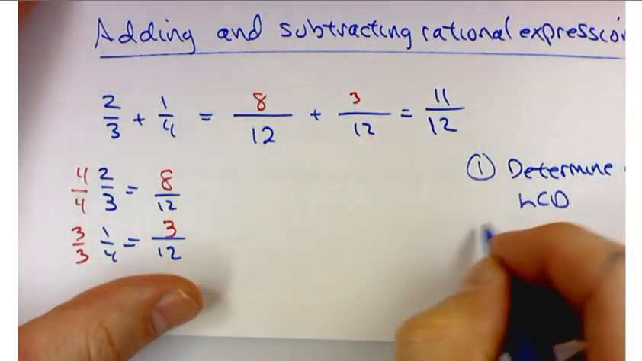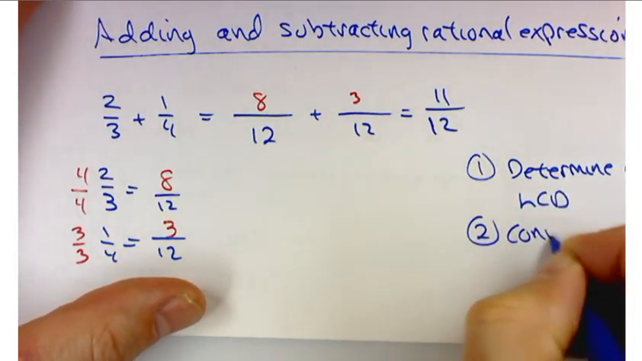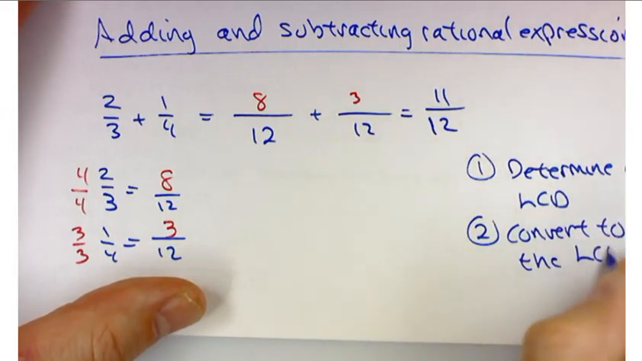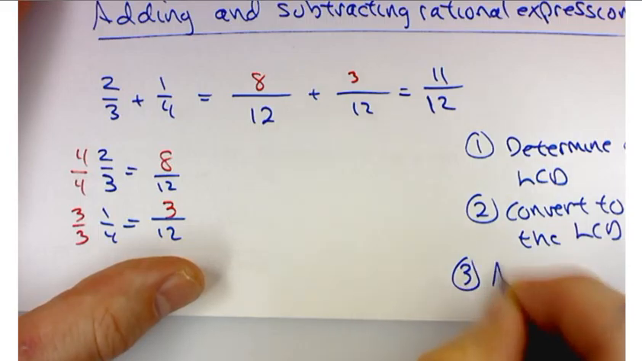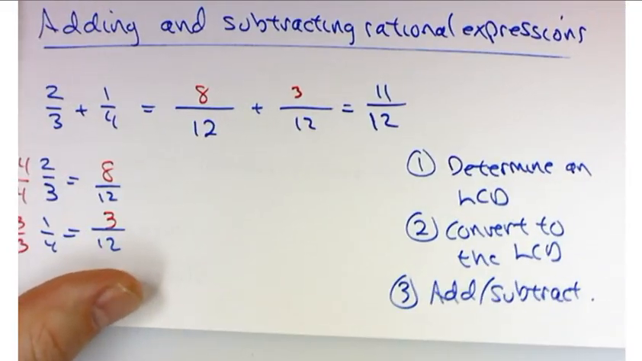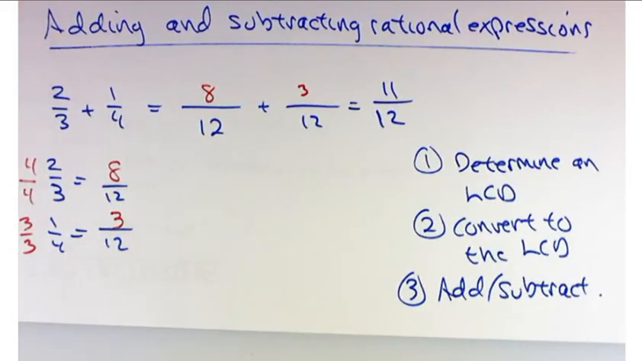So determine the LCD, convert to the LCD, and then add or subtract. So there are 3 basic steps that you're going to have to follow in working with these things. Of course, if you have something that has an LCD to begin with, then you're in great shape.